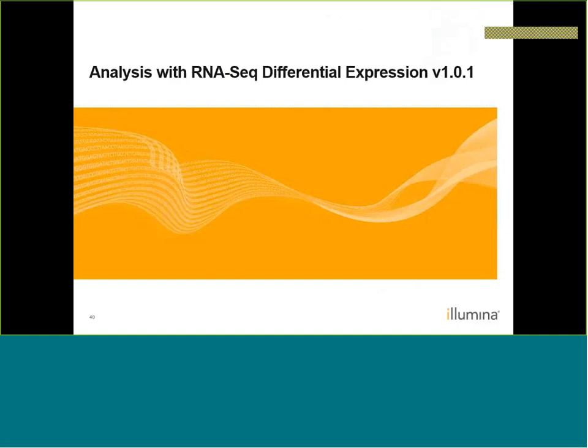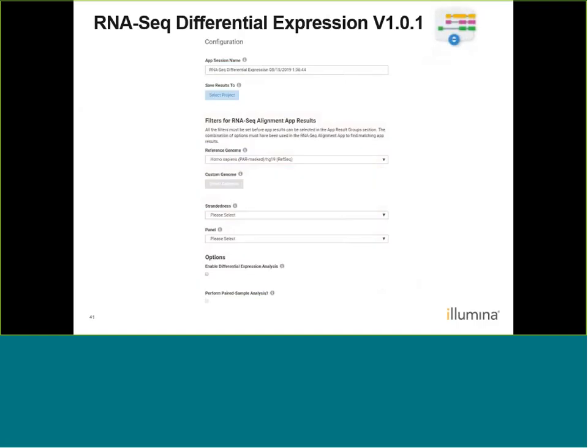Okay, so now that we've performed our RNA-Seq alignment, let's move on to our RNA-Seq differential expression analysis using our v.1.0.1 app. Like before, when you launch the RNA-Seq differential expression app, you're going to see a form that looks like this. Over here in the filter for RNA-Seq alignment section, this is where you're going to select the same preferences that you had picked for the RNA-Seq alignment app. This is going to allow the app to filter and look for results that match the preferences from the RNA-Seq alignment app.